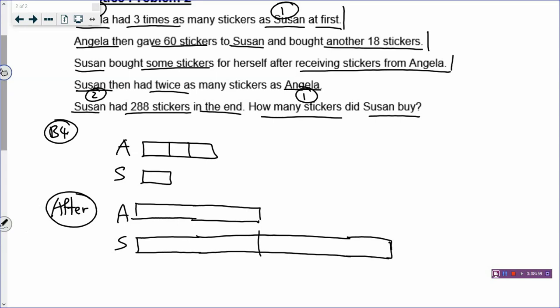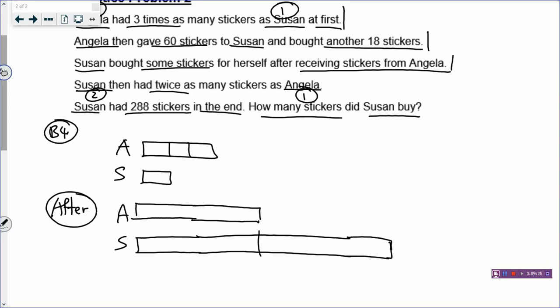Okay, so now you can see that Susan had twice as many as Angela, and Angela's rectangle is longer than before. But is it true that she has more than before? We are not sure. So you just assume, as long as you label clearly. You put the numbers clearly. Even if your model is not accurate, you can still solve. That's the good thing about model drawing. You don't have to draw a perfect model. As long as you label clearly, you can still get the answer.